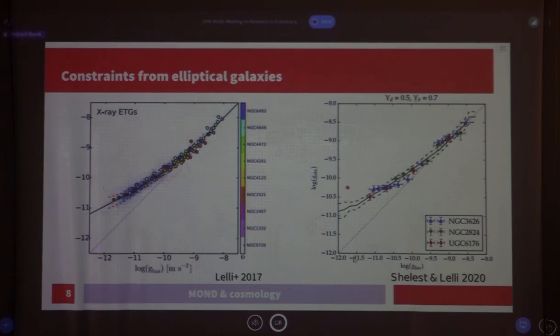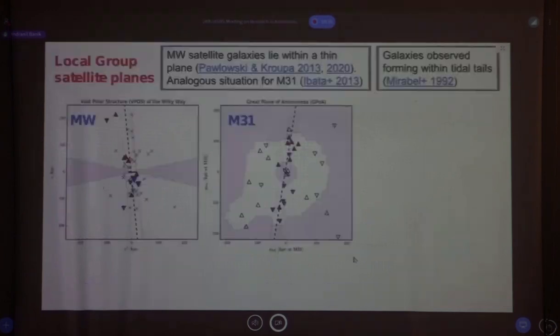They sometimes have a disk of gas, which is subdominant in terms of the mass, but it is amenable to a traditional rotation curve analysis, like the 21 centimeter line. Okay, so that's the RAR in both spiral and elliptical galaxies.